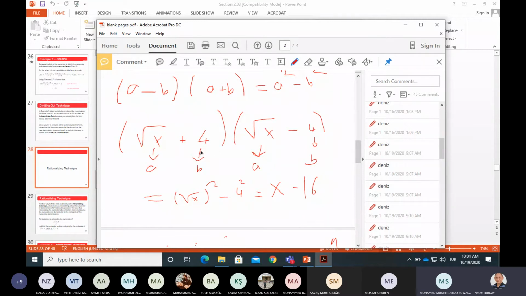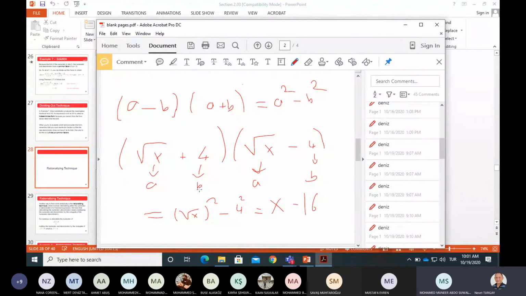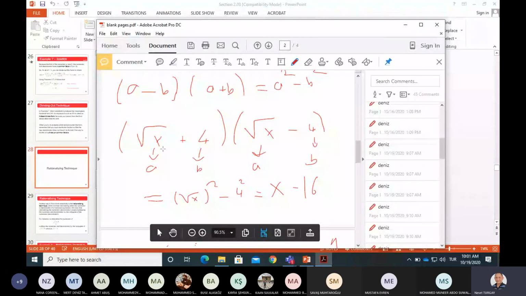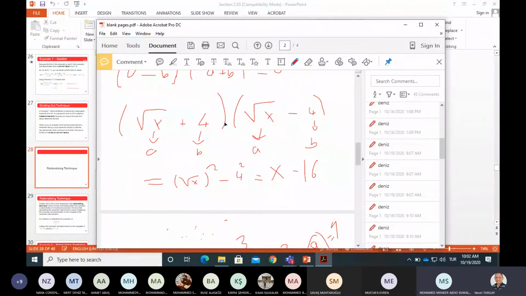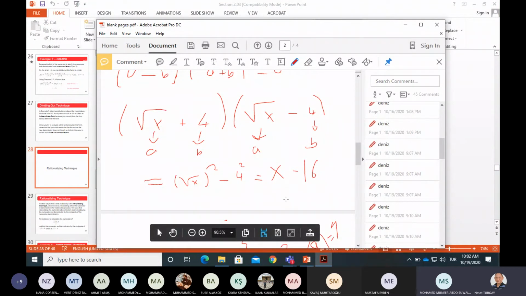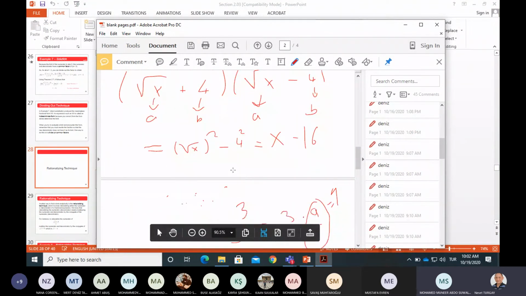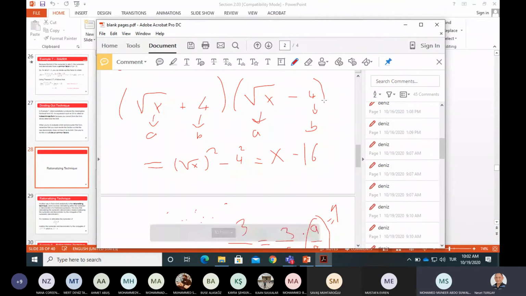Because when we do this operation using this identity, we get rid of the root. A square will be x. Now we don't have root anymore, and from here we get a number. So this, for example, is equal to x minus 16. So this is how the conjugate works.